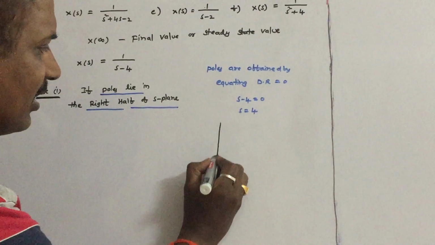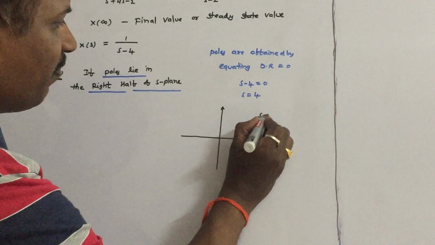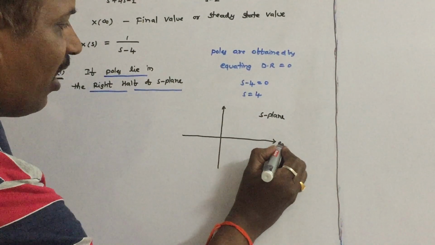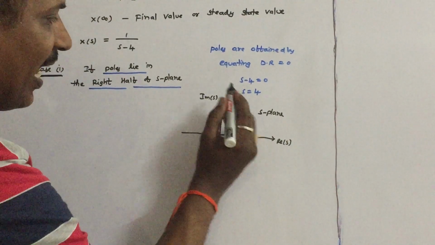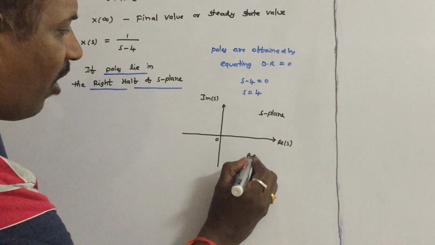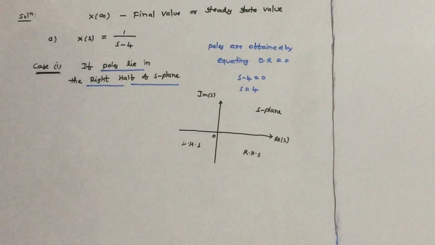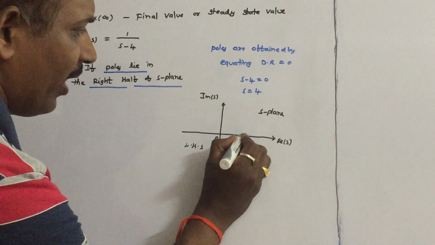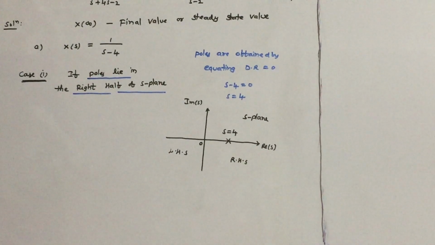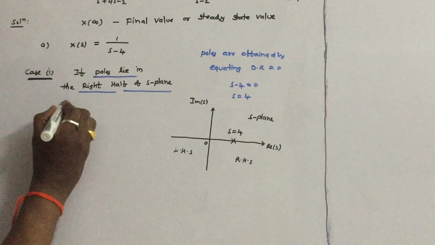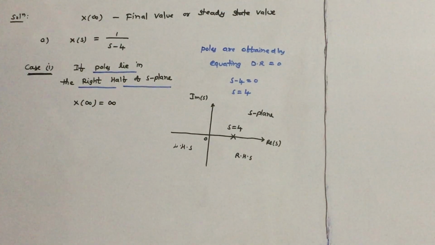How to know this? Let us take this S plane. This is called the real axis of S, and this is called the imaginary axis of S. This is 0. This entire portion is called the right half of S plane, and this portion is called the left half of S plane. You can see that s is equal to 4 lies in the right half of S plane. Therefore, if poles lie in the right half of S plane, the final value x of infinity is equal to infinity. This is a very important case.